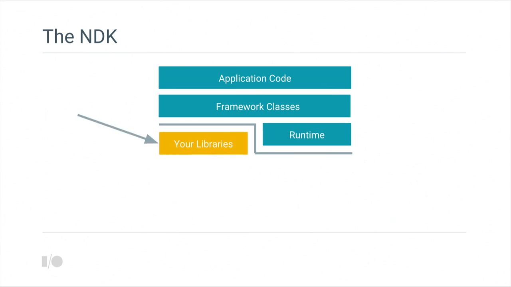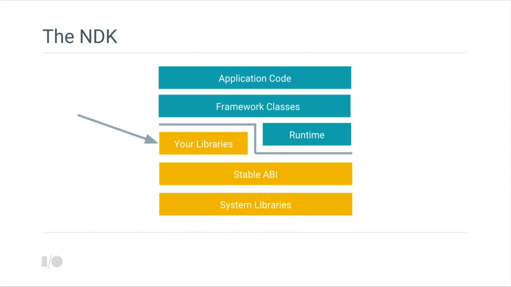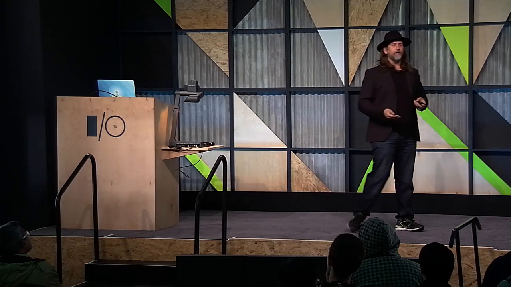And they all get to talk to a stable application binary interface, which then talks to the native system libraries. This is important, because a lot of people ask, why can't I just use all those other libraries that are there? People have done this, and that's why compatibility breaks. One of the things that we've added to N is that if you try to use any of those internal libraries, they will not work anymore.